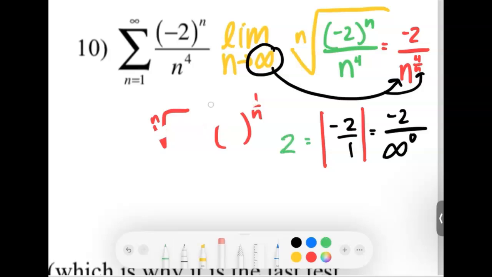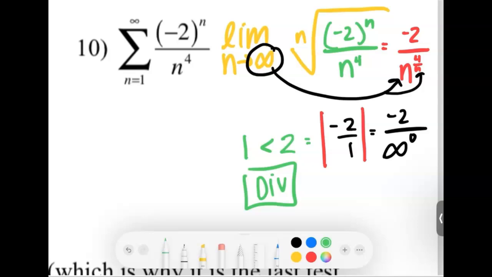I'm going to go ahead and erase this part here. And if the limit is greater than 1, we diverge. So it didn't look like a root test, but you can make it into a root test and then just apply it with infinity.